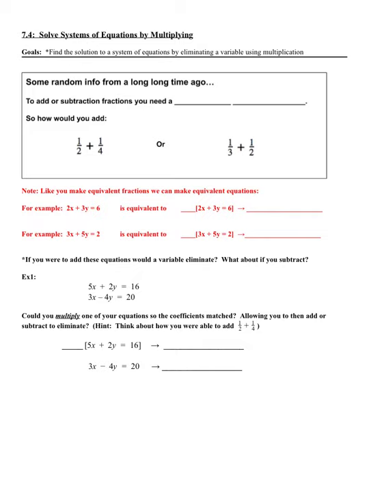And we are looking at solving systems of equations by multiplying. The goal is to find the solution to a system of equations by eliminating a variable using multiplication. So we're going to think about what we did last week with using addition and subtraction to eliminate a variable. But this week we're going to have to add one more step in: manipulating one equation or both equations via multiplication to wipe out or eliminate a variable.